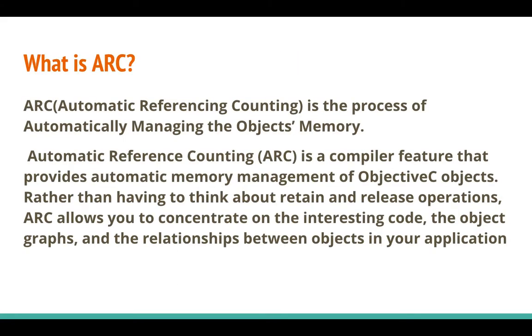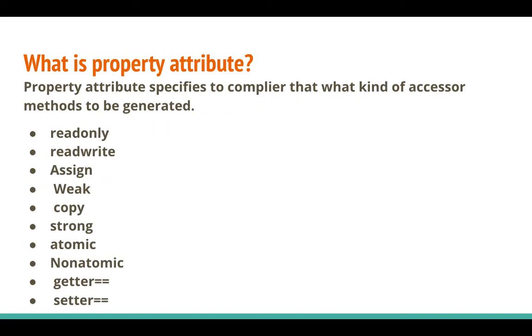What is ARC? Automatic Reference Counting. ARC means automatic reference counting. It manages the object memory. Automatic reference counting is a compiler feature that provides automatic memory management for objects. Rather than having to think about the retain and release operations in memory management, ARC allows us to concentrate on the code, the object graph, and the relationships between the objects in our applications.